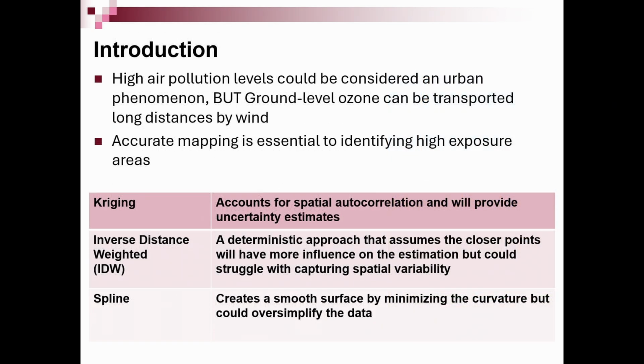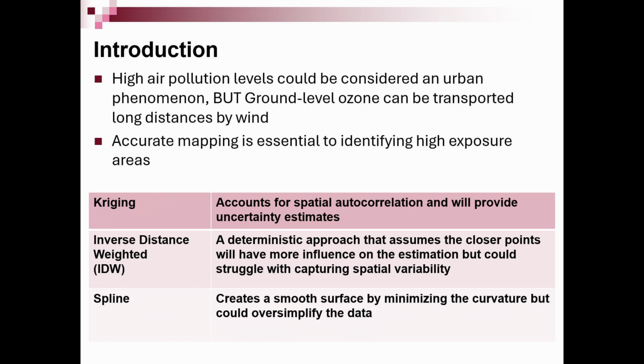High air pollution levels can be considered an urban phenomenon by a lot of researchers, but ground level ozone can be transported long distances by wind. This is another reason that interpolation methods are really important, as they will account for that ground level ozone as it transports. So accurate mapping is essential in identifying high exposure areas.